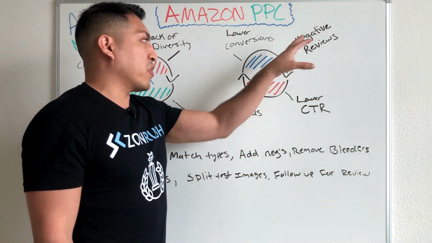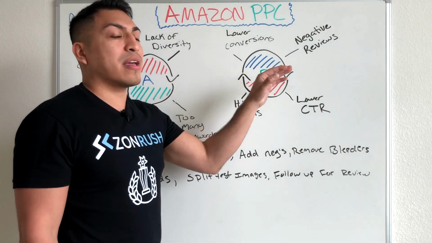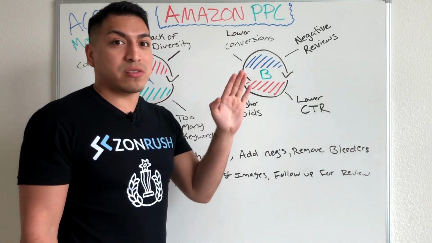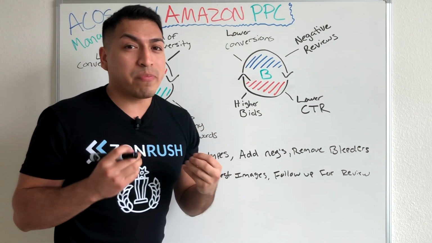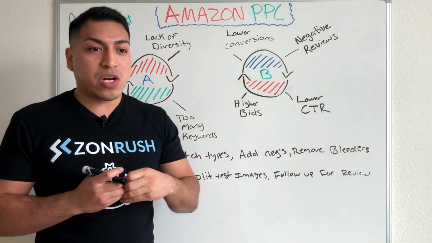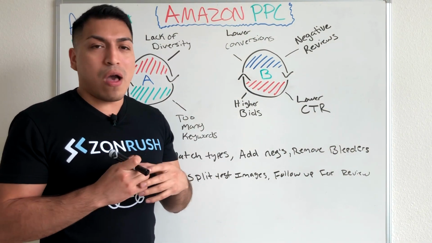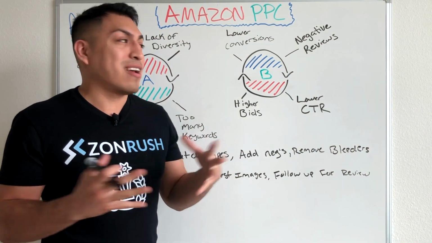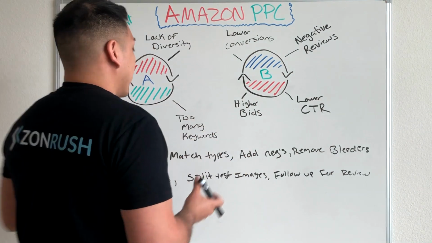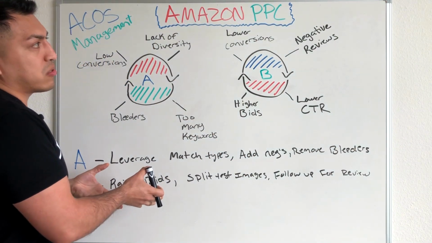If you have negative reviews, this is probably why you're going to start to see your ACoS start to go up. So before you panic and want to turn off your campaigns, call Amazon, say, hey, what the hell is going on here? I'm going to give you 2 ways to mediate these situations, okay?